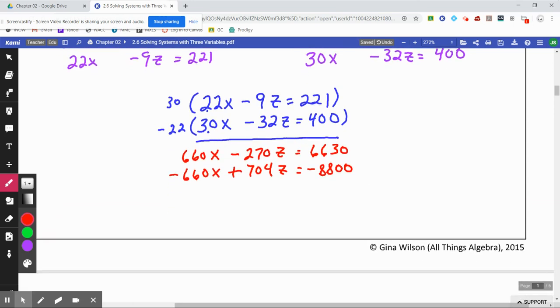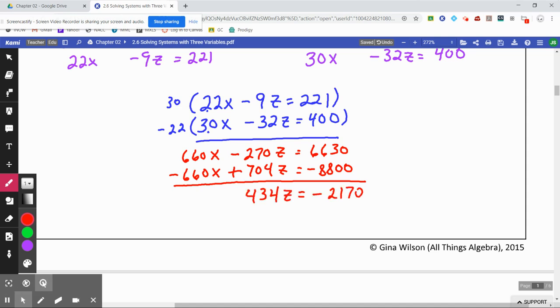Now it's very handy to have a calculator for this because there's a lot of large number calculations to be done here. Notice your x's are gone. When you combine your z's and you combine your constants to the right side, here's what you get. And then finally dividing by 434 would give you that z has a value of -5.